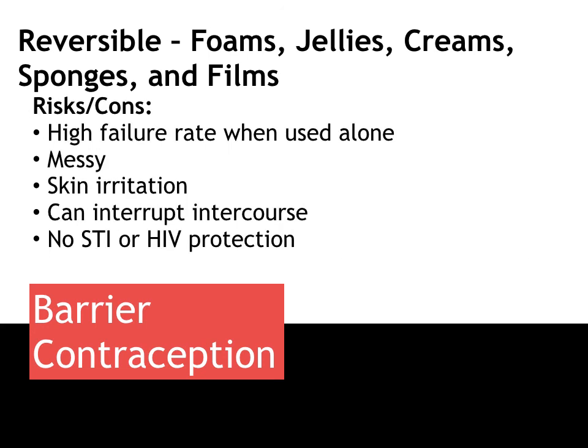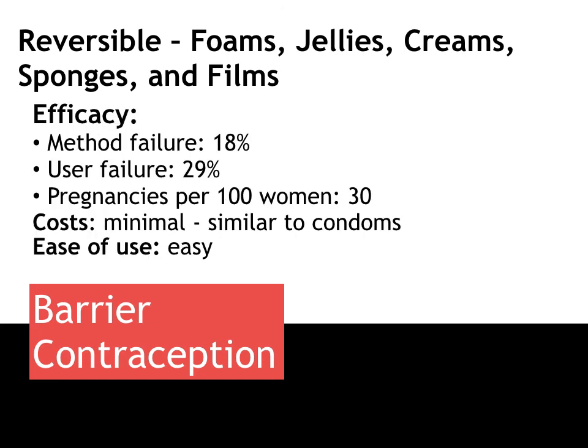For cons or risks, there is a high failure rate if spermicides are used alone, so it's generally not recommended. There is some messiness, depending on the form you're using. There can be skin irritation based on the ingredients, so some people might not tolerate them well. They could interrupt intercourse as well, and there is no STI or HIV protection. For spermicides, perfect use method failure is about 18%, user failure is about 29%, and pregnancies per 100 women is 30 with this use alone. Cost is very low, similar to condoms, and very easy to use overall.